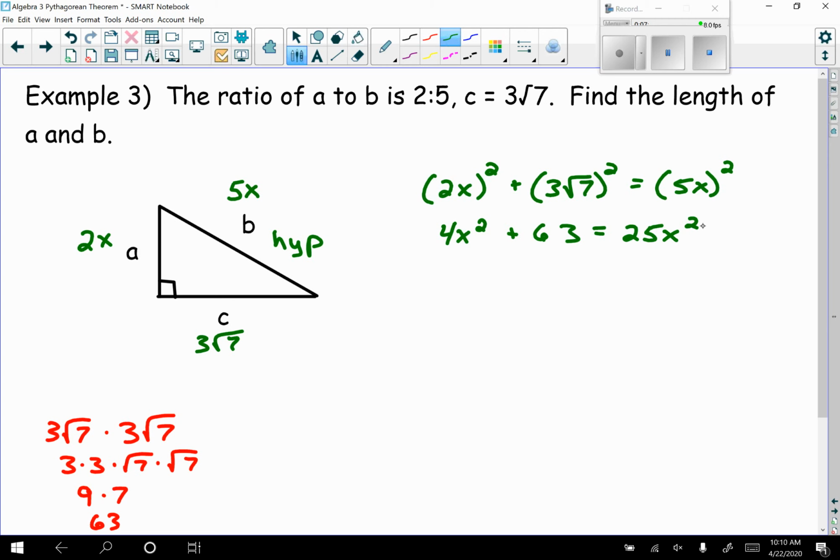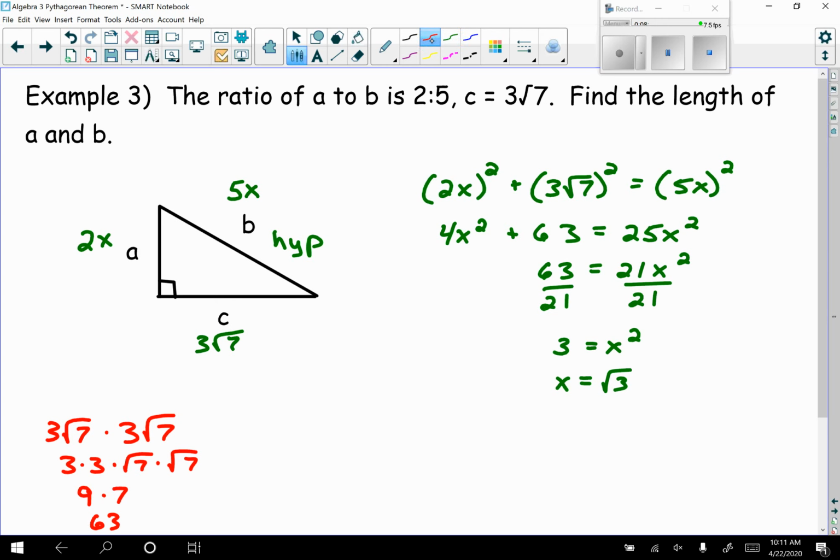So now if I could solve for x, I could use that and substitute it back in. So I'm going to go ahead and subtract 4x squared from each side. So 63 is going to equal 21x squared. I'm going to divide both sides by 21. So I'm going to get 3 equals x squared. And x is going to equal, now technically a plus or minus radical 3, but the negative doesn't make sense here. So x is just going to equal radical 3.